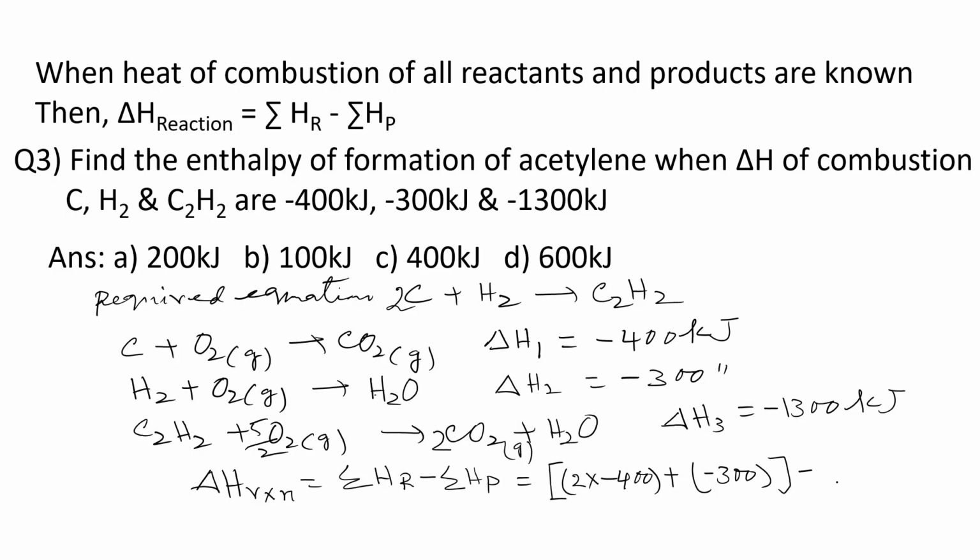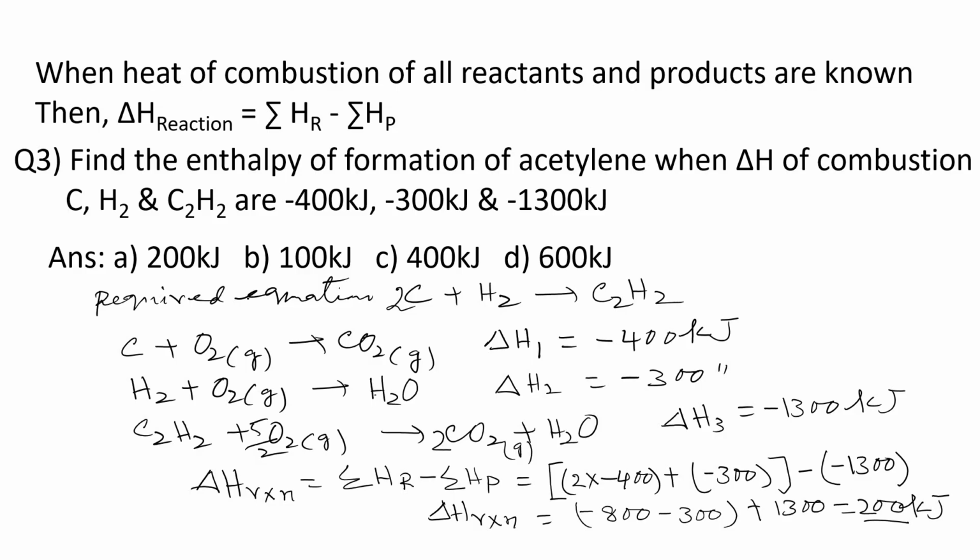Minus of minus 1300 kilojoules. So delta H of the reaction will be: this is minus 800 minus 300 plus 1300. So it will come as 1100, 1300, so 200 kilojoules. So the answer is 200 kilojoules. So the answer is option A.